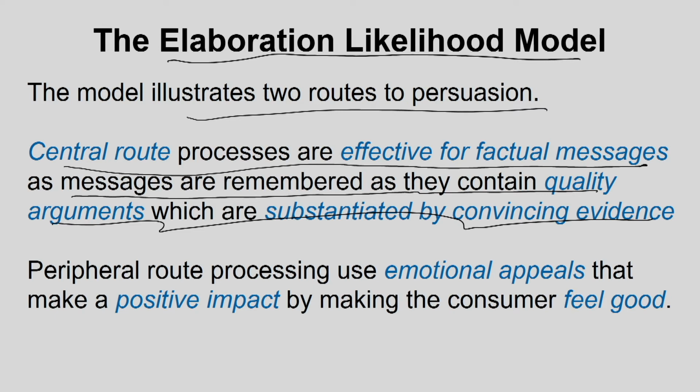So, one way of convincing people, one way of approaching people through ads is using the central route processing. Here factual information is given, for example, in a medicine ad. Here factual information is given, and so these ads directly hit upon the consumer because they give enough information, and this information is quality information which is substantiated by convincing evidence.